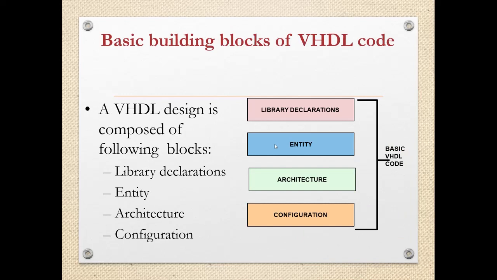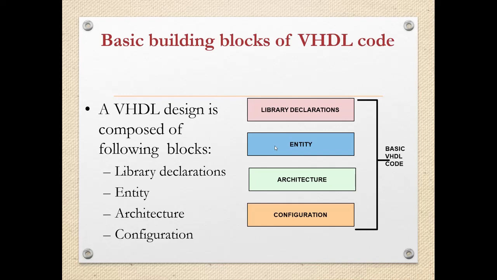Now the basic building blocks of the VHDL code. How is the code designed? A VHDL design is composed of the following blocks. There are four blocks. Library declaration is the first part of the VHDL code. Then entity declaration, architecture, and the configuration.